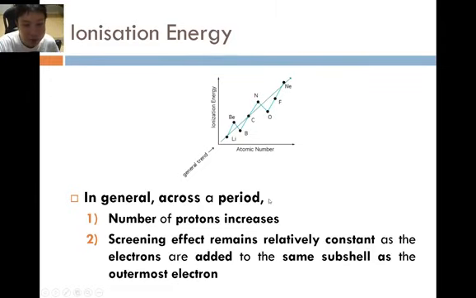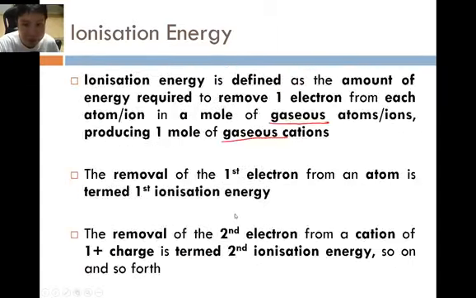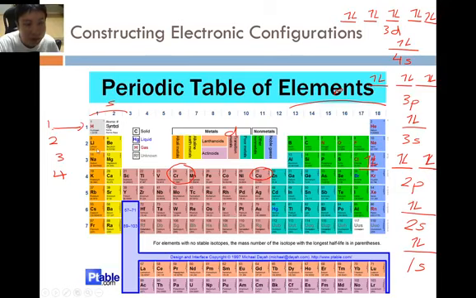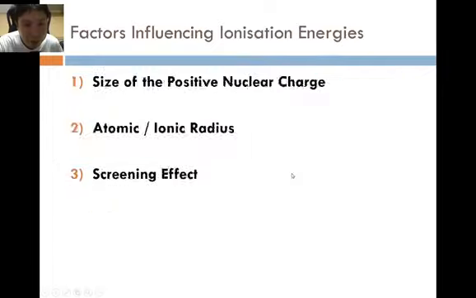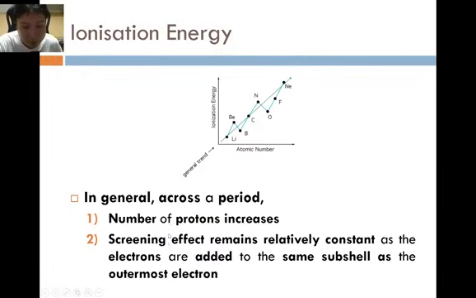So in general across a period, first we talk about the number of protons. The number of protons increases. If you do not believe me, we can go back to the periodic table. Lithium has 3 protons, beryllium has 4, 5, 6, 7, 8, 9, 10. This should be obvious because the successive element from the previous one always has one more proton. So the number of protons actually increases across a period. How about the screening effect? The screening effect remains relatively constant as the electrons are added to the same subshell as the outermost electron.